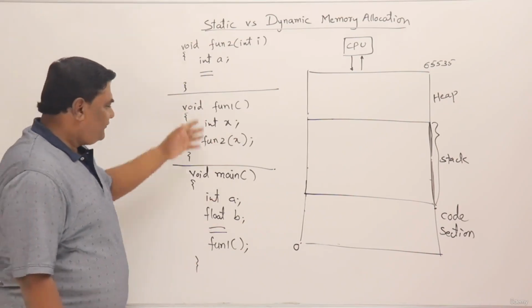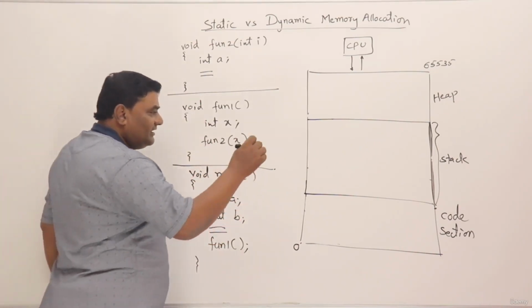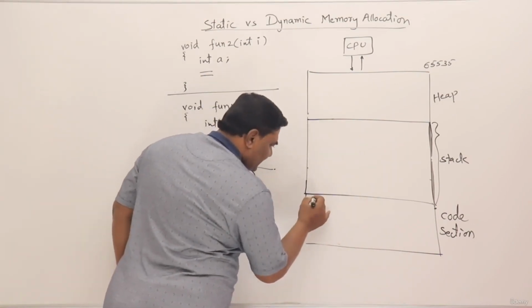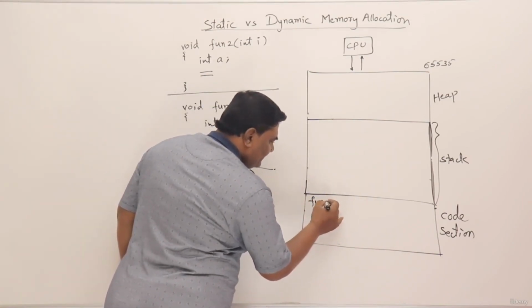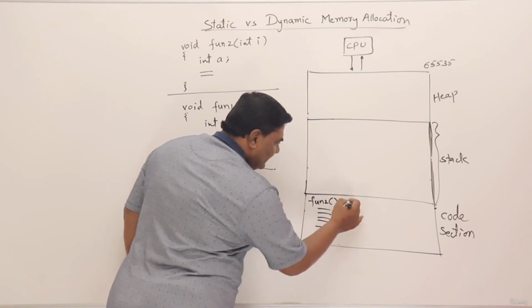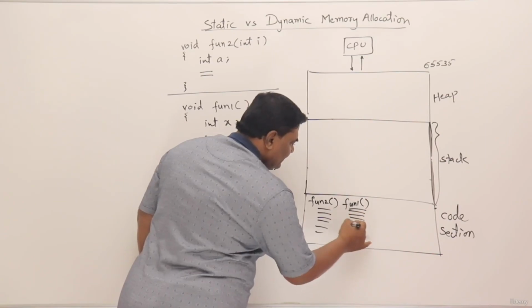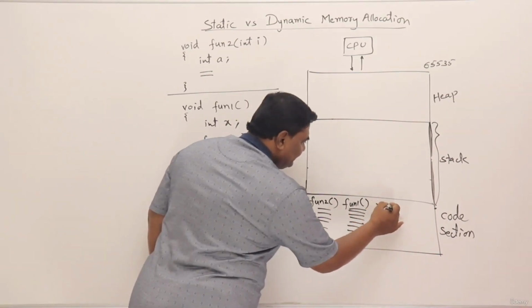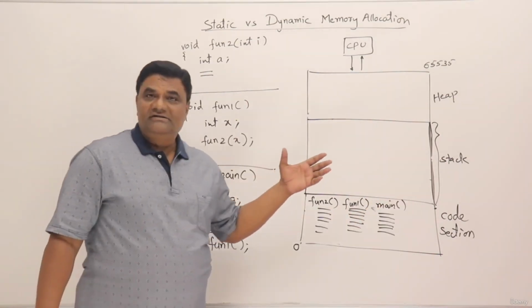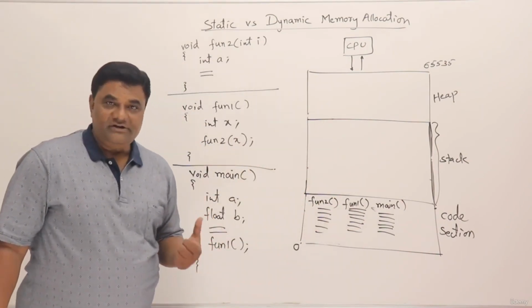First of all, when I want to run this program, the machine code of this program will be copied in the code section. So I will write it like this. Function 2, this is the machine code of function 2, and assume that this is for function 1. And then this is the main function. Now this is the machine code for this entire program. Now let us start executing.